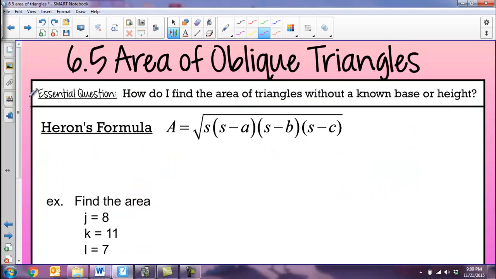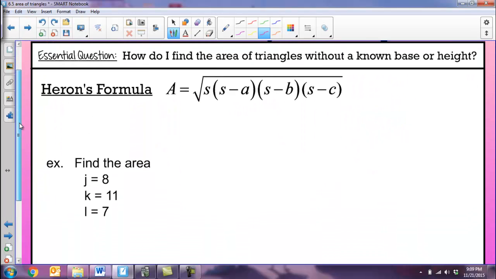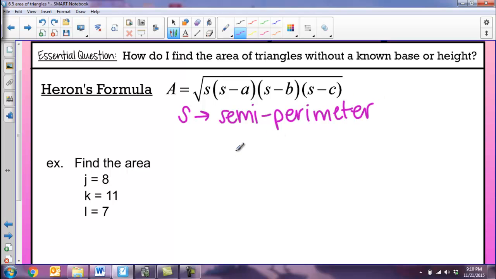The other formula on your formula chart is called Heron's formula, and it looks like this. So area equals the square root of S times S minus A times S minus B times S minus C. And what that S stands for, I'm going to try to make my S not look like a 5. The S is called the semi-perimeter. And just like a semicircle, which is half a circle, this is just half of your perimeter. So you're going to take all your sides, add them together, and half it.